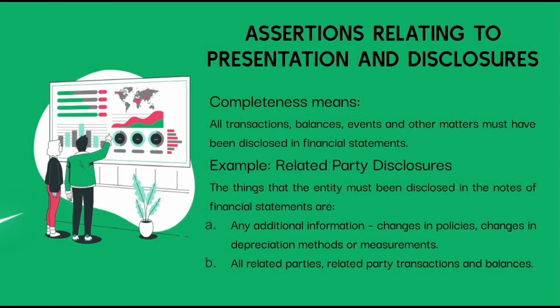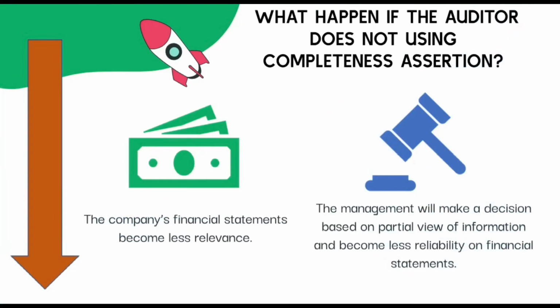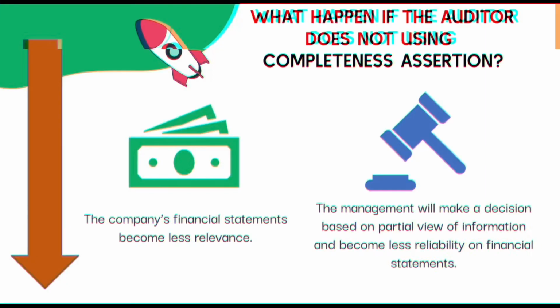transactions and balances. Do you know what will happen if the auditor does not use the completeness assertion while auditing the financial statements of the company? First, the company's financial statements become less relevant. Second, the management of the company will make decisions based only on a partial view of the information and become less reliant on its financial statements.